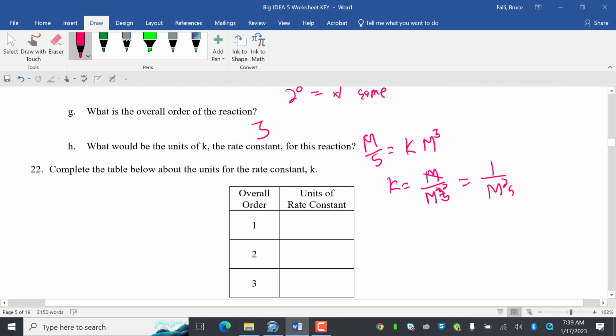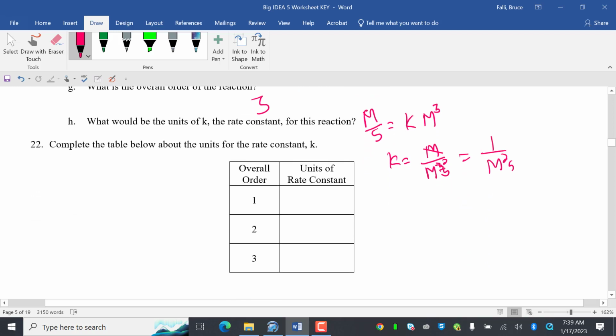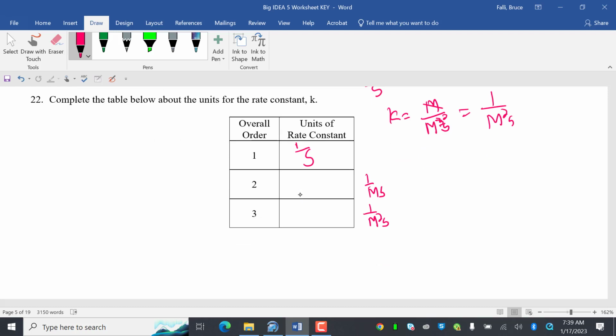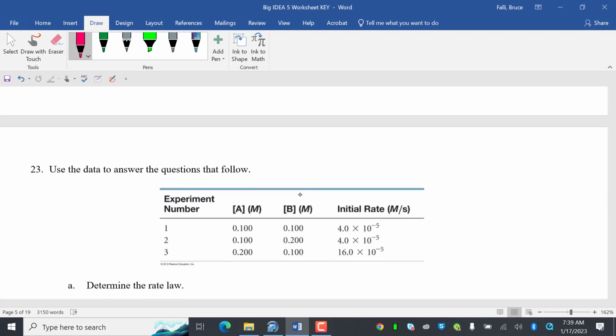Put it below for the units of reaction K. If it's first order, it's 1 over seconds. I kind of like this because it makes me think. I'm going to put it outside the box because it shifted me. 1 over molarity seconds, and then 1 over molarity squared seconds. So you see the pattern pretty easily there.